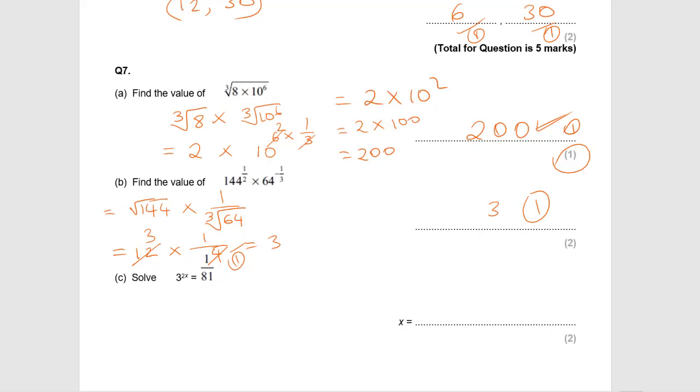Next one, solve 3 to the power 2x is equal to 1 over 81. Now when you get a question like this, we cannot do much with the left side, but we can change 81 into a power, and your aim is to change it into a power of 3 because we have a 3 here as a base. We can write 3 to the power of 2x is equal to, and 81 can be written as 3 to the power of 4.